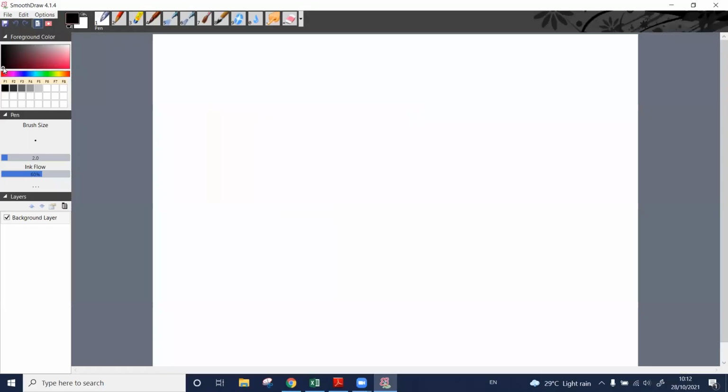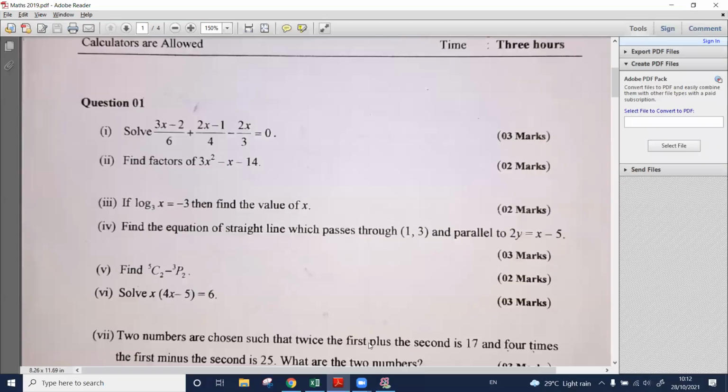Right. Part 2. Find factors of 3x squared minus x minus 14. What we need to find? Factors. We need to factorize this. Right? Is it an equation? No. If this is to be an equation, there should be the equal sign. So can we see any equal sign? No, we can't. If there is no equal sign, we cannot find the values of x.